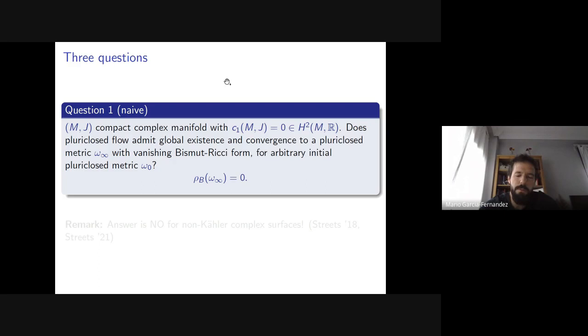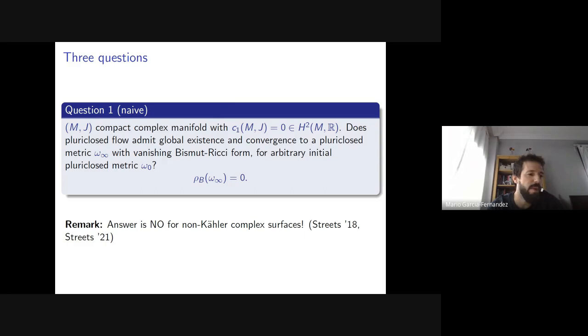And surprisingly, or maybe not, the answer is no, even for compact complex surfaces. So there is a result by Jeff Streets in a very particular class of compact complex surfaces, which are T2 bundles over high genus Riemann surfaces. You can prove that under some conditions these have vanishing first Chern class. And actually what he proves is that for suitable data, for actually T2-invariant data in the total space of the T2 fibration.